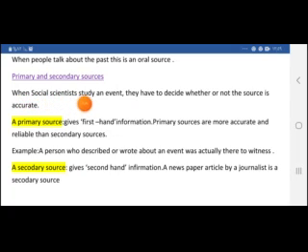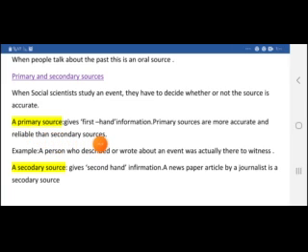When social scientists study an event, when they study something in the past, they have to decide whether or not the source tells us accurate information. Sometimes we can get information, but it is not accurate, and that's why we cannot depend on it. What is the primary source? The primary source gives us first-hand information. Primary sources are more accurate and reliable. We can depend on them to get knowledge. We can record the information and depend on the information given by a primary source.